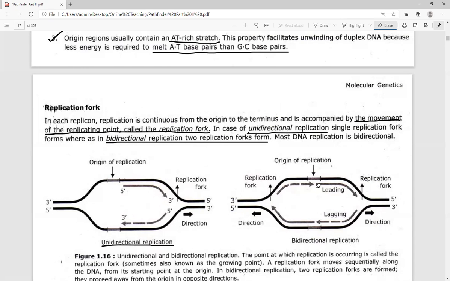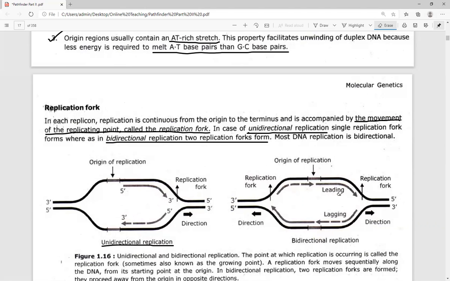Now, from the origin of replication, there is continuous biosynthesis over one strand of the DNA. This strand is said to be the leading strand, and on the opposite strand there is discontinuous biosynthesis, which is referred to as the lagging strand. The synthesis in the case of the leading strand is continuous, and the synthesis in the case of the lagging strand is discontinuous. This is how the strands are biosynthesized.